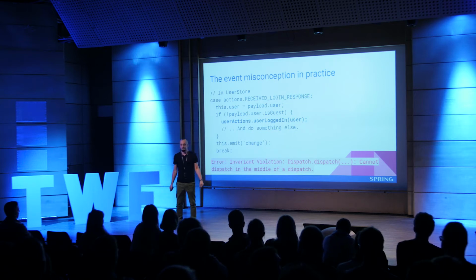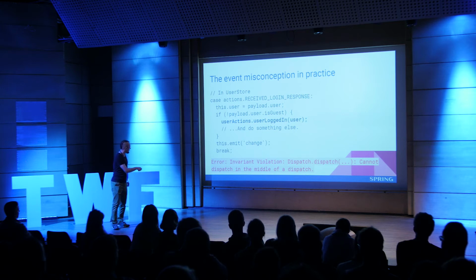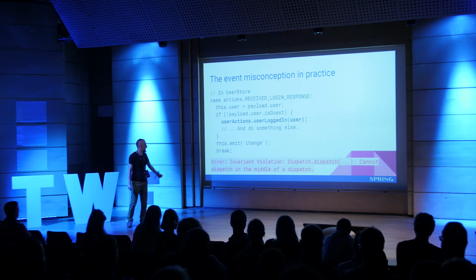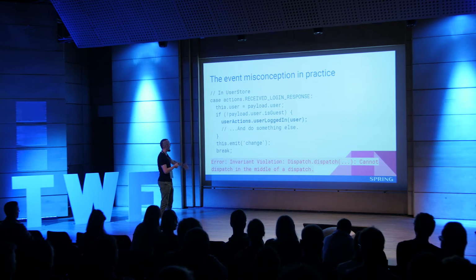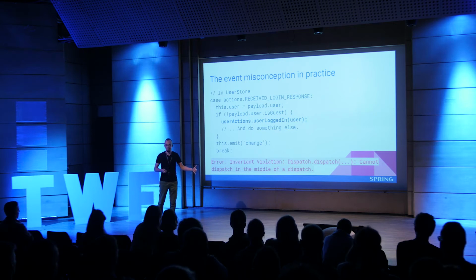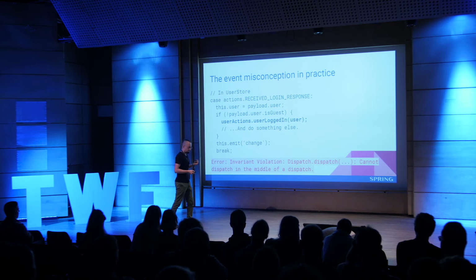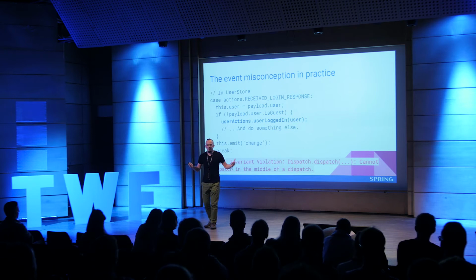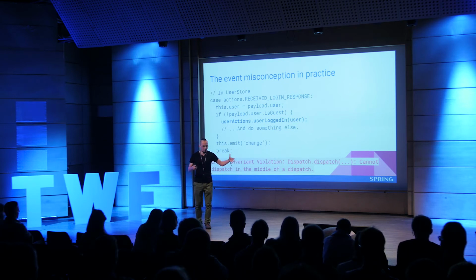I should have put a cliffhanger here, but I was stupid, so I already told you by this slide that this is not going to happen, right? The Flux dispatcher is going to complain. It's going to say, cannot dispatch in the middle of a dispatch. It's going to say that you can't just dispatch an action while your stores are busy consuming another one, right? Okay. So when I saw this message for the first time, I said to myself, okay, why are these guys so perverse? Why can't I just use the system the way that I would like it to?